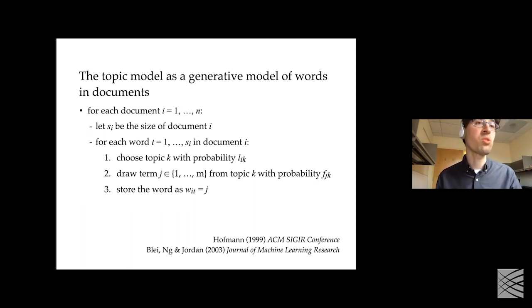And then what we do is proceed to generate the words in the document from 1 to s_i. It starts by choosing a topic. And each topic is generated with a certain probability l_ik. And then once we have the topic, we can choose a term in our vocabulary. And the key here is that the probability of choosing a term is different for each topic. So we're going to use f_jk to denote the probability that term j is generated from topic k. And then we're going to store the words in our data set. Okay, so that's about the simplest description of the topic model that you can get. It's simple, but this is sufficient for describing the topic model.